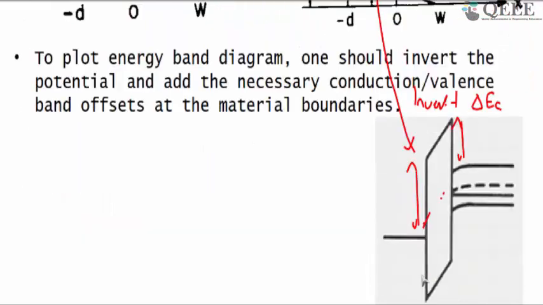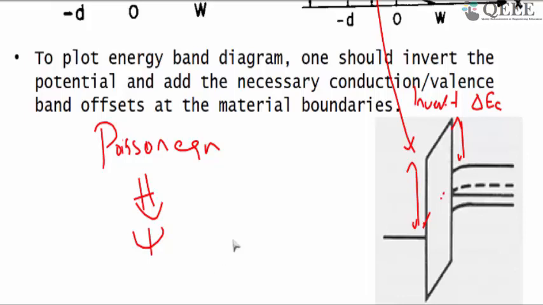So all you need to do is, if you have a charge distribution, you solve the Poisson's equation, and this will give you psi. Then you invert psi, you plot minus psi, then apply Q here and add whatever the delta EC, whatever the discontinuities which are coming from the material. So that will give you the band diagrams.